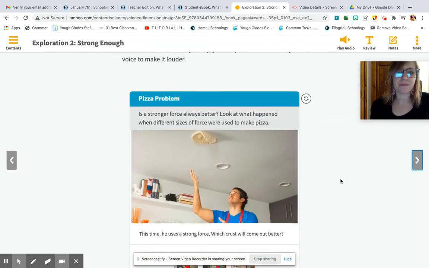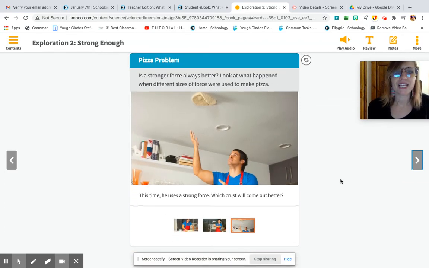So let's look here at the pizza problem. Is a stronger force always better? It's a question. Look at what happened when different sizes of force were used to make pizza, okay? So we're going to examine these pictures. Your pictures may look a little different in your book, but we are going to examine all the ones on my screen along with what is in your book. So our goal here is we are thinking to ourselves, is a stronger force always better?